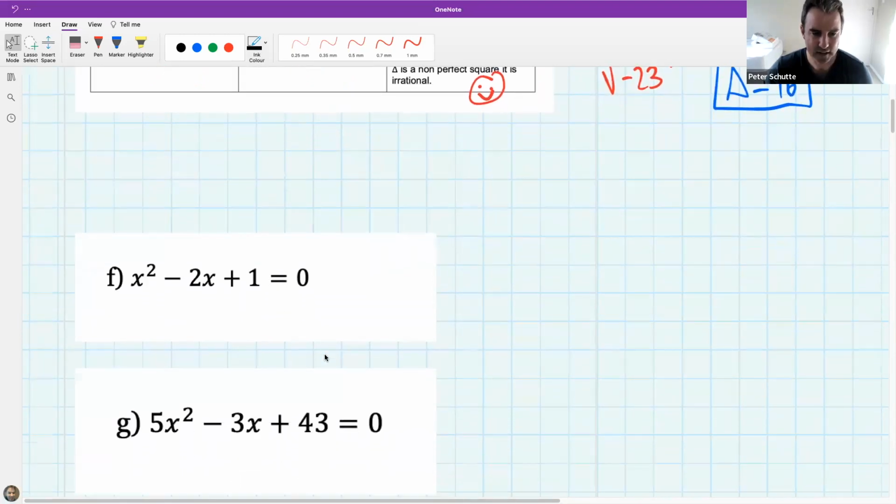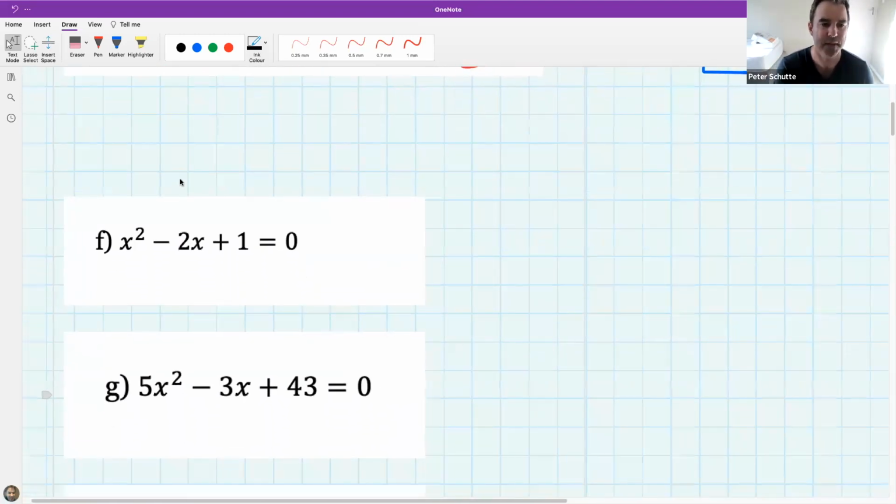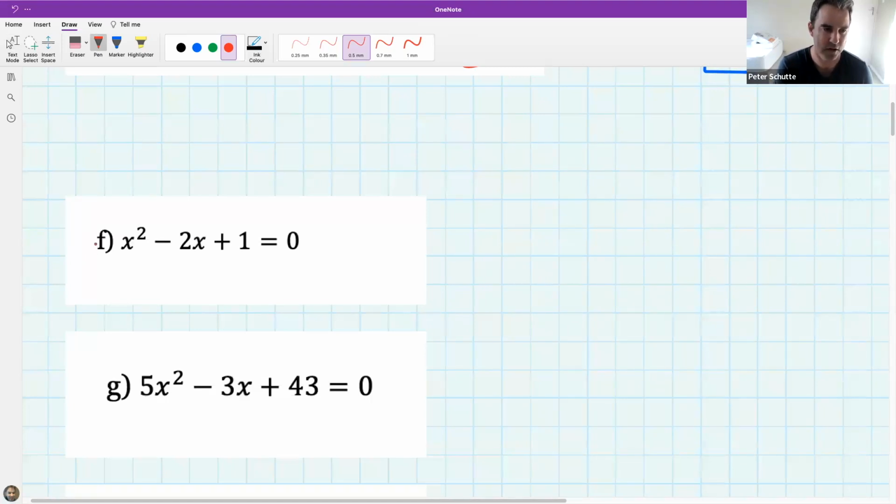I'm going to give you two quadratic equations. I'm going to call them A and B. And I want you to classify the nature of the roots for each of these. I will do the first one, and then you can, actually, you know what, you can do both. I think this is the second lesson, so both, you can do this.